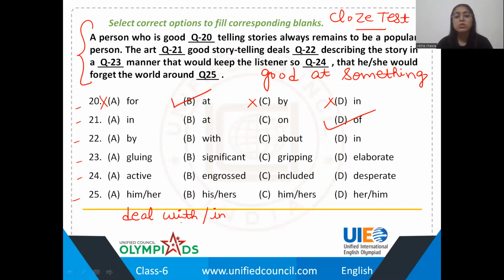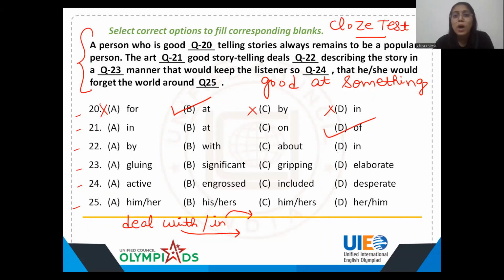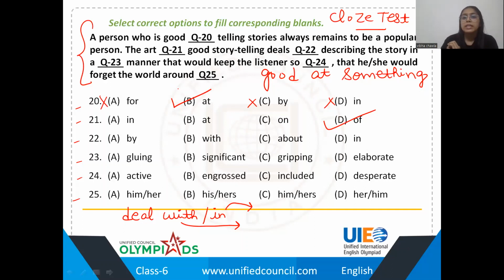Deal with is used whenever you are trying to deal with a situation. You are trying to figure out how to do certain things. That is dealing with. And deal in: you deal in goods or services. For example, Ram deals in electricals. So deal in is used for goods or services, and deal with is when you are trying to solve a situation, how to figure out the things, how to get out of a certain situation. So the art of good storytelling deals with, because we are not talking about any goods or services here.